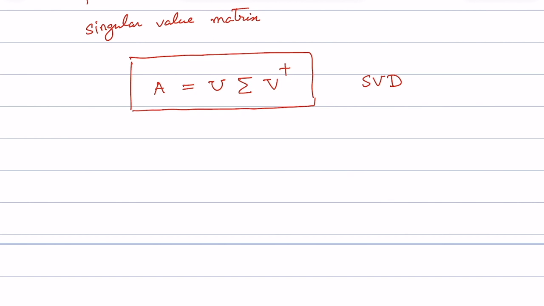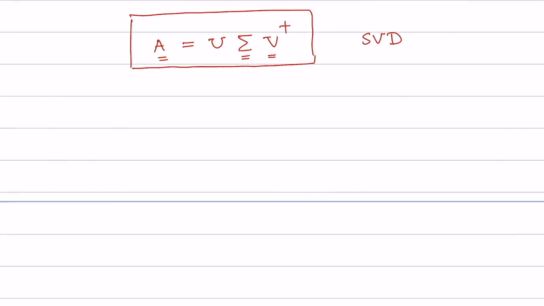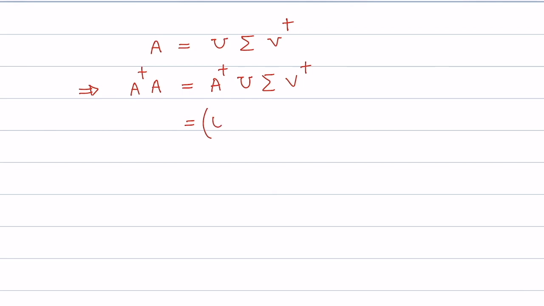First let me discuss how we can obtain the matrix capital V and the matrix capital sigma given a non-square matrix A. To do that, let me write our SVD once again: A is equal to capital U capital sigma V Dagger. If I multiply both sides of this equation by A Dagger, the Hermitian conjugate of the matrix A, I have A Dagger A is equal to A Dagger capital U sigma V Dagger. Now let me put A again in this expression: A is equal to capital U sigma V Dagger, and here I have the Dagger, U capital sigma V Dagger. Let me now exploit a particular property from linear algebra.